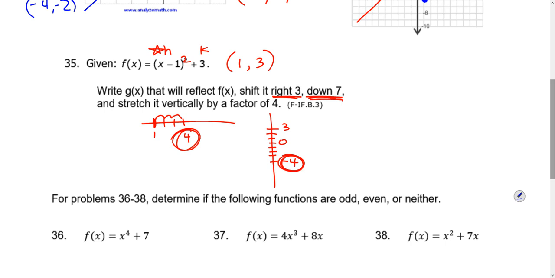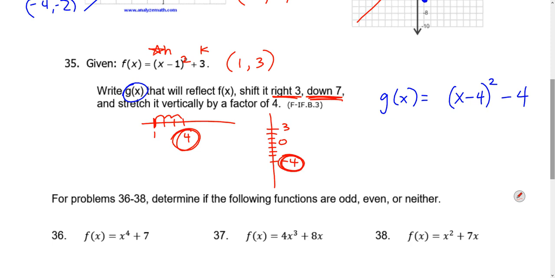So if we're going to write this new equation, what do they want us to call it? They want us to call it g of x. So we're going to say g of x is equal to, we move the graph sideways to the right 3, and that puts us at 4. So on the inside of the parentheses, since it's a positive 4, I'm going to write x minus 4 squared. And then we move it down 7, and that puts us at negative 4, so I put negative 4 here.